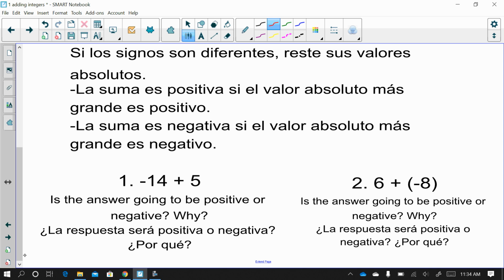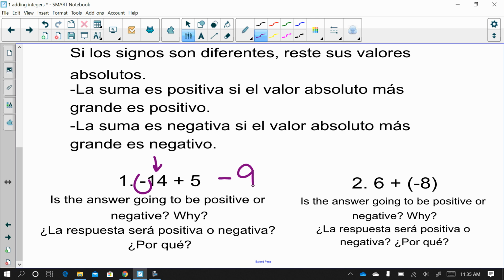Okay, so let's talk about these two problems very quickly. Number 1, negative 14 plus 5. Before I even do these, I like to think to myself, is my answer going to be positive or negative? Well, which one's bigger? 14's bigger. So 14 is negative, so my answer is going to be negative. So if signs are different, I just subtract. That's 14 minus 5. 14 minus 5 is 9. So negative 14 plus 5 is negative 9.